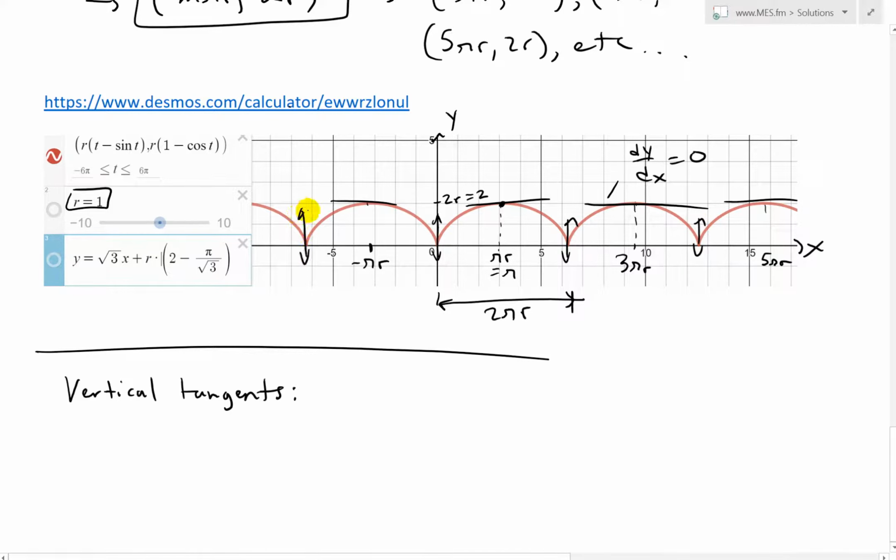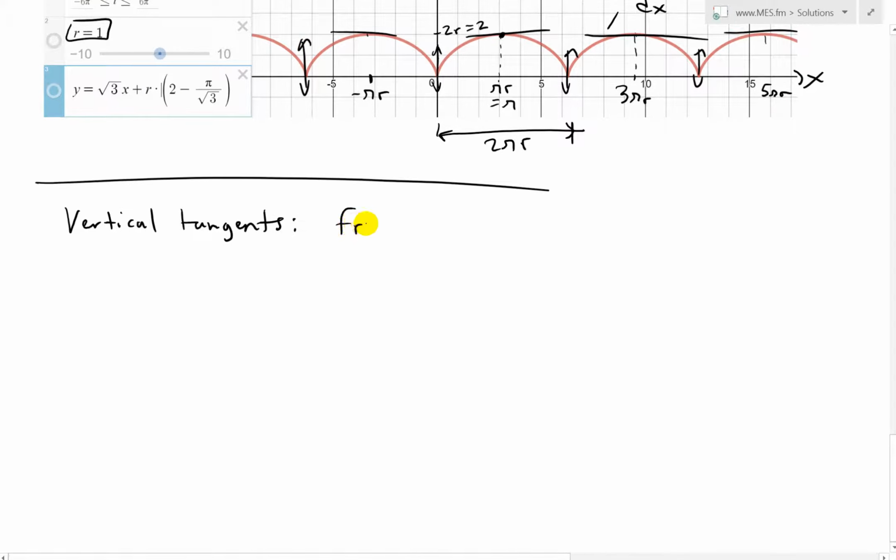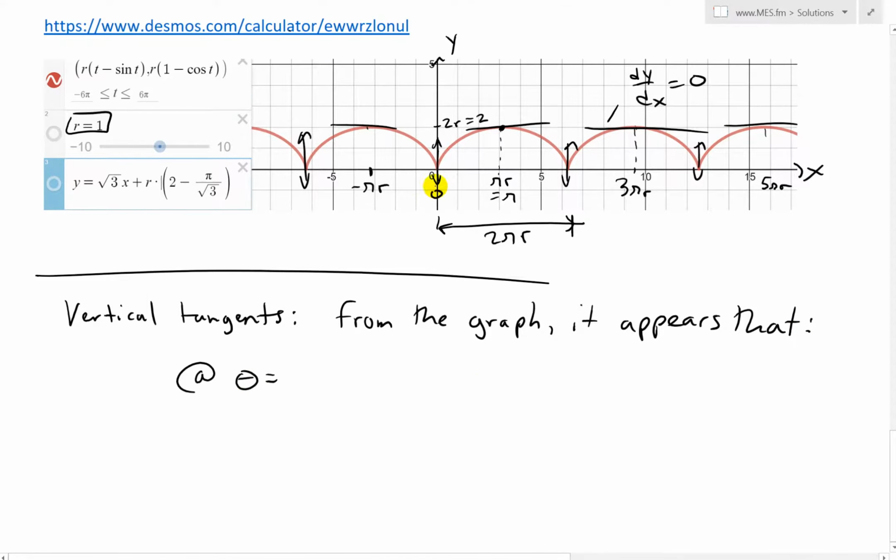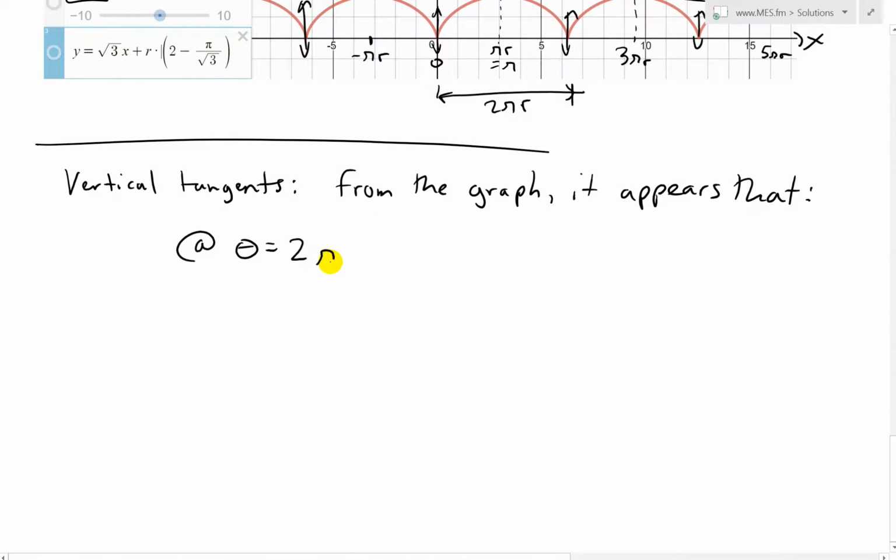So from this graph it appears that the vertical tangents are at theta equal to, well, we have 0 here, and the distance again is 2 pi r across 2 pi r. But for theta, this is at 0, and then it goes all the way across here. This is 2 pi, 4 pi, etc. So in other words, we have 2 pi n, where n is any integer.